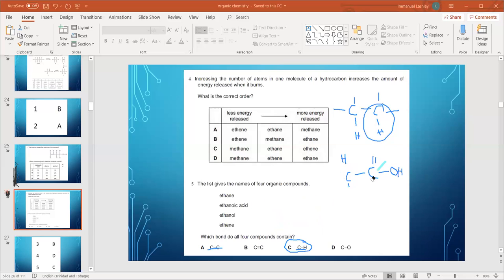All right, so to answer the question, the bond that they all have in common is the carbon-hydrogen bond.